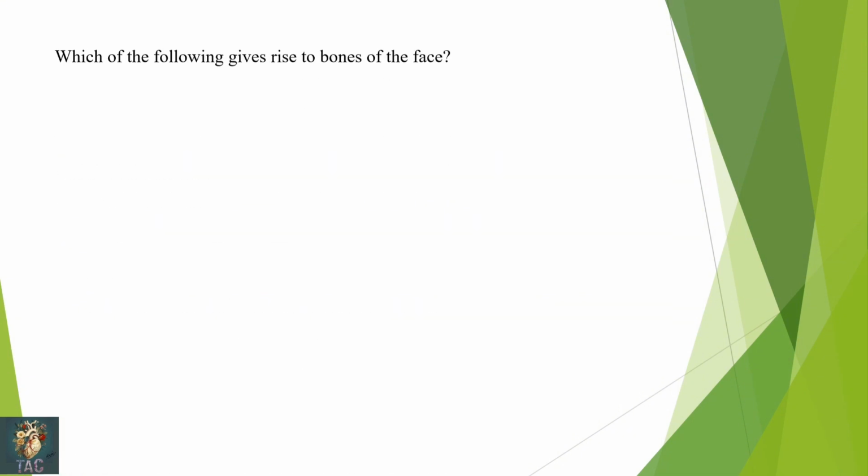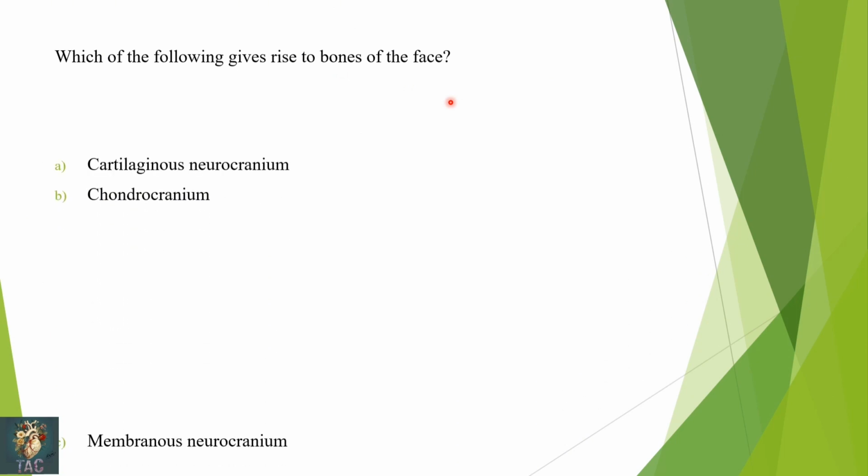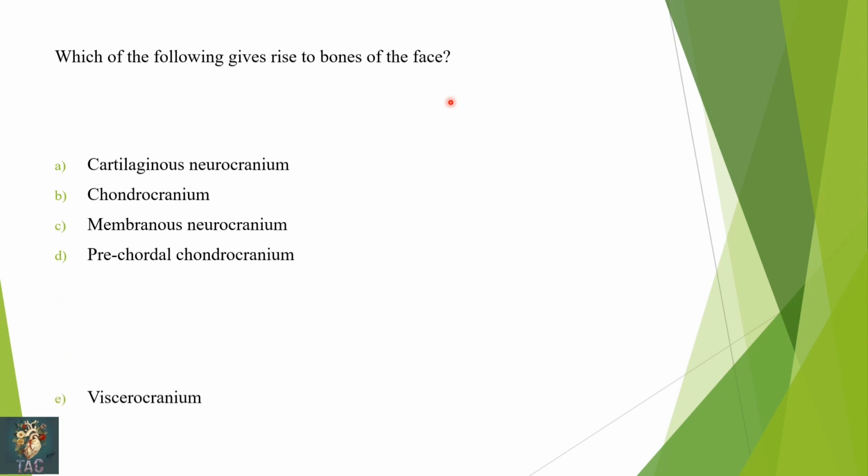Next, which of the following gives rise to bones of the face? The cartilaginous neurocranium, the chondrocranium, membranous neurocranium, the precordal chondrocranium, or viscerocranium. We actually know there are two types of tissue which form the face and the skull. The neurocranium forms the skull and the viscerocranium forms the bones and cartilages of the face, and this is the answer.